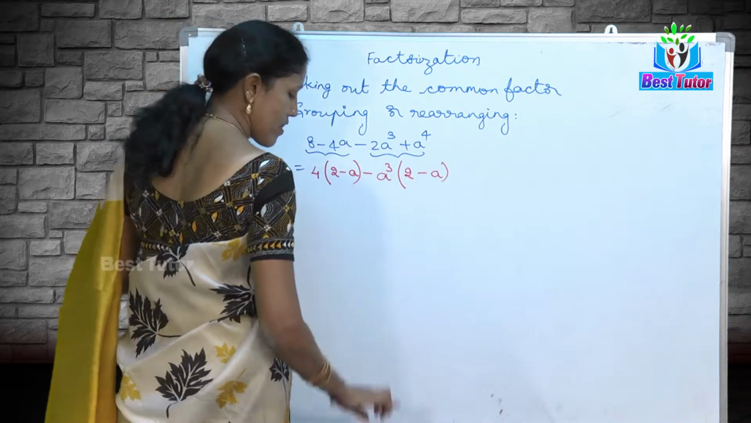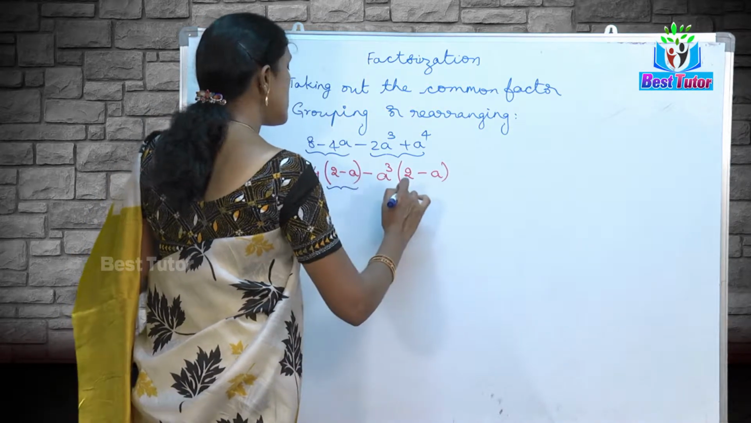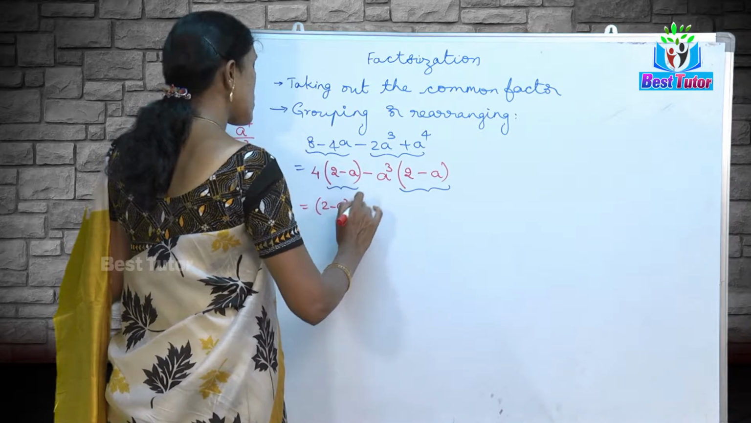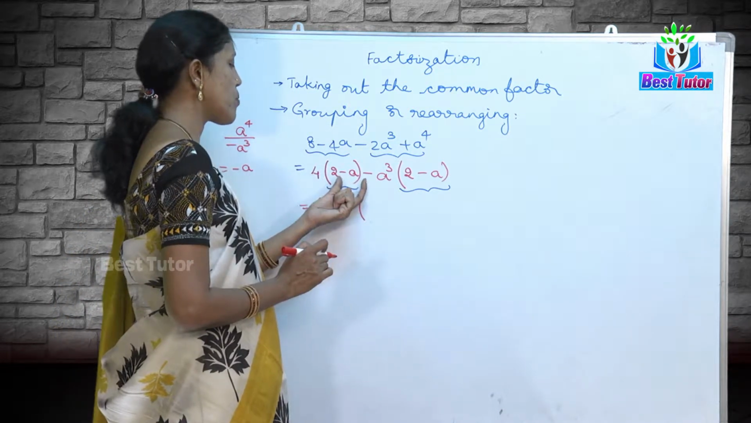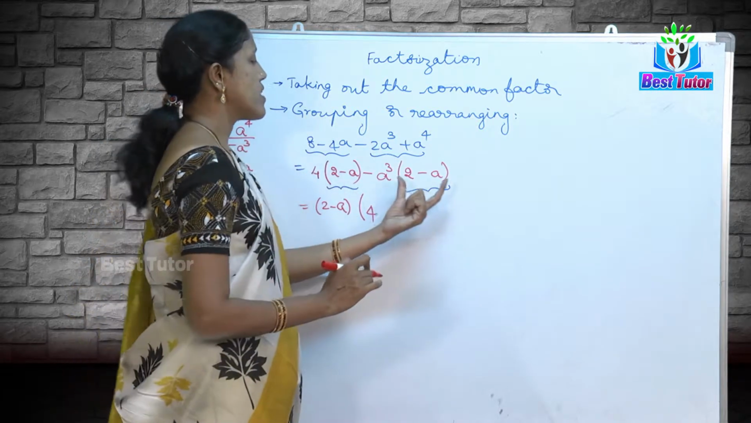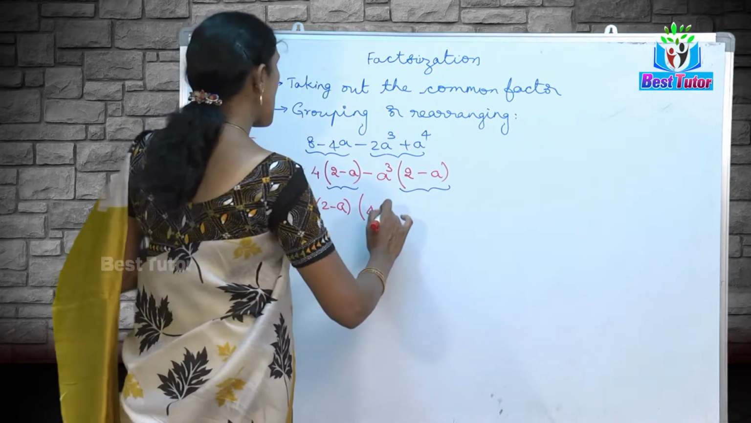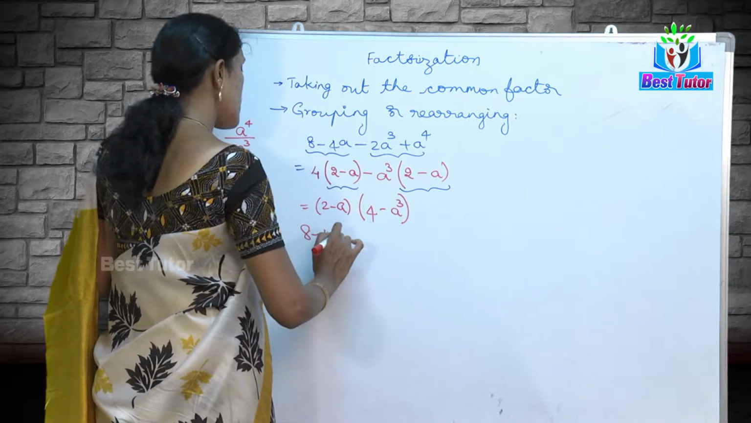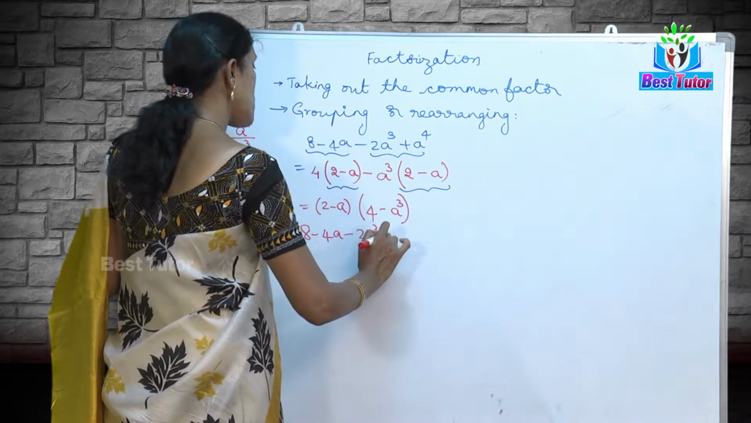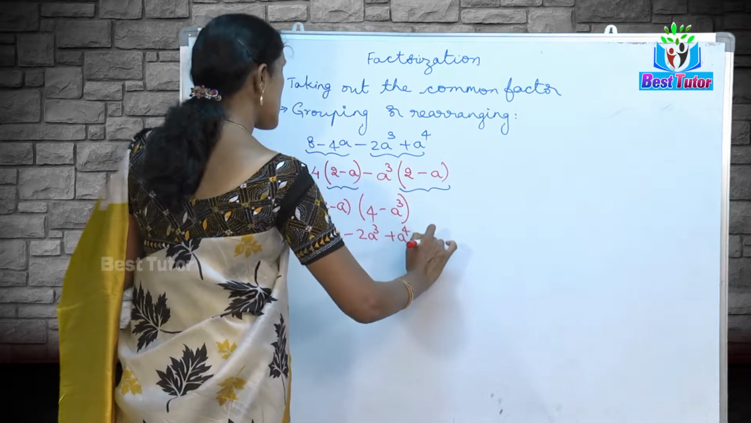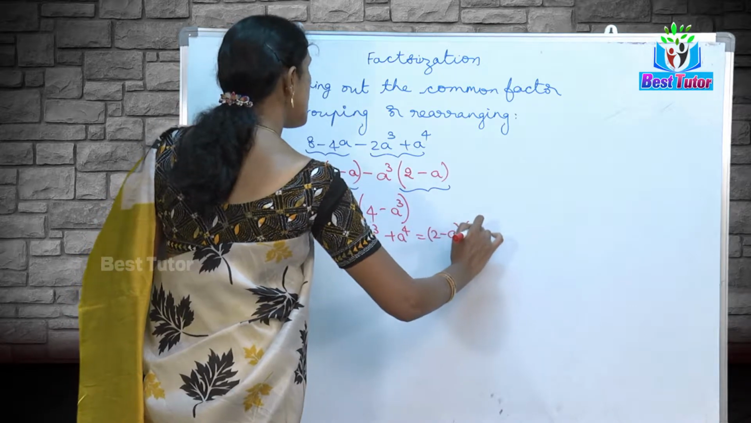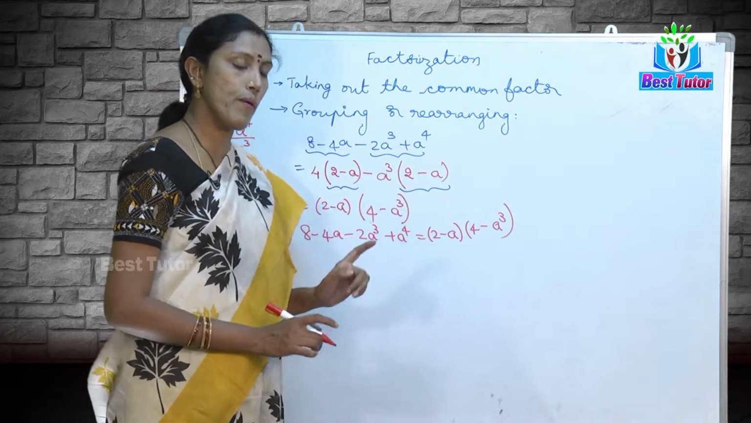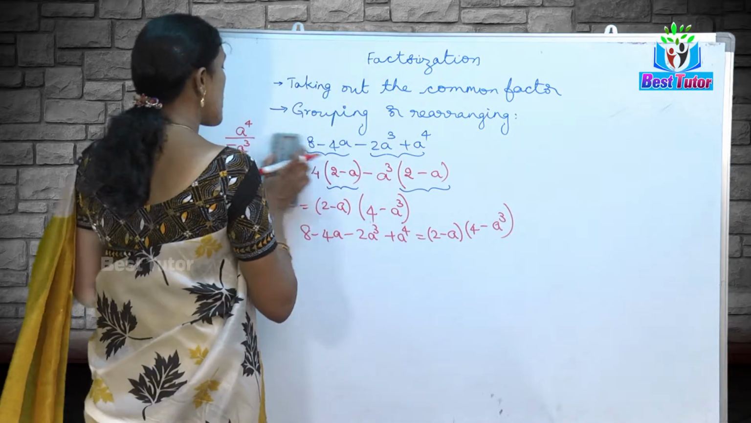But observe carefully that there is something common in these 2 groups. 2 minus a is common. So, if 2 minus a is taken out common, in this first group, if 2 minus a is removed, 4 will be left over. In the second group, 2 minus a is removed, then minus a cube will be left over. Therefore, 8 minus 4a minus 2a cube plus a to the power of 4 is equal to 2 minus a into 4 minus a cube. This is the procedure of factorization by grouping or rearrangement. Let us move on to one more example.